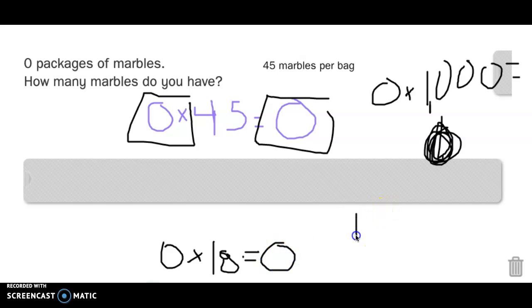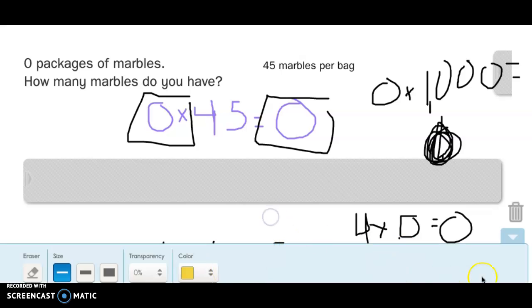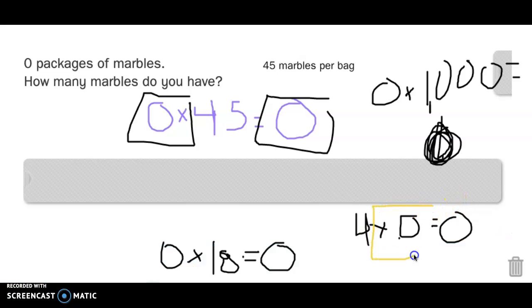Same if I go 4 times 0. That's like saying we're counting 0 4 times. Well, if you count 0, 0 is always going to be 0. So if you ever have 0 in a multiplication problem, your answer is always going to be 0, right? If you multiply by 1, it's always that number. If you multiply by 0, it is always 0. Okay, awesome job with this one.